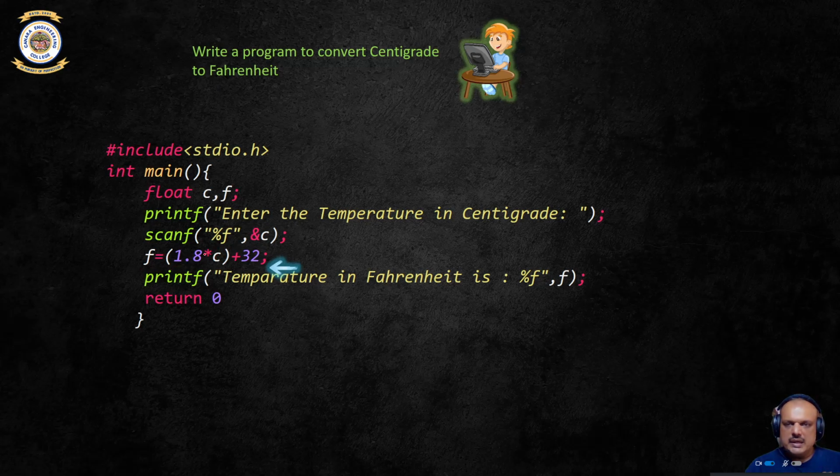So the value of c is being multiplied by 1.8, so two floating point numbers will give me a float, plus 32, integer plus float is also a float, and that will get stored into a floating point variable f. Okay, then I print out the value of f that I have just calculated. So the temperature in Fahrenheit is equal to percentage f, comma f. Okay, so whatever is stored in this f variable will get printed out here. Okay, so that is what happens.